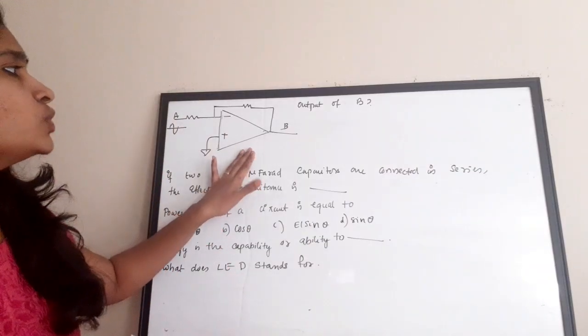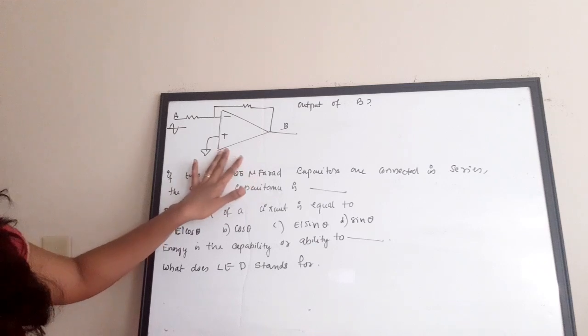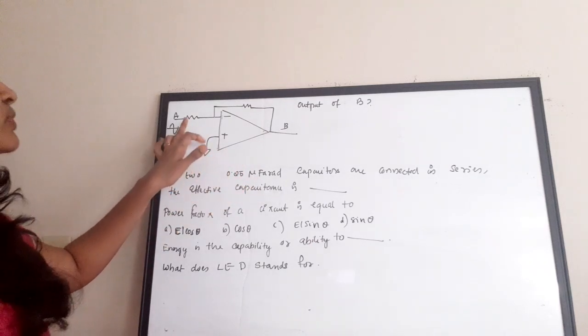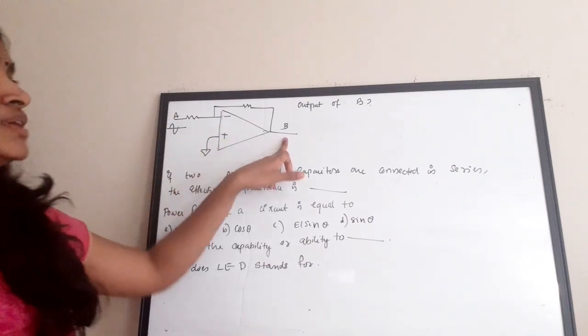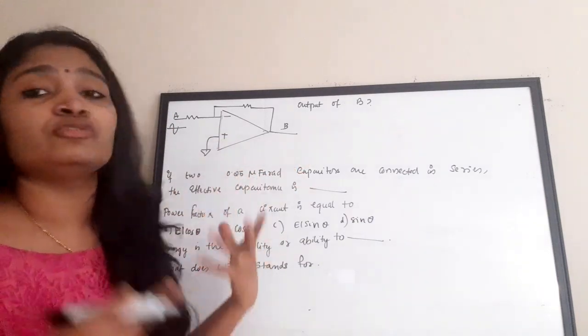Okay, next set of questions is this. You need to find the output of this circuit. This is nothing but an operational amplifier, and if you see, the input is connected, that is this terminal A is actually the input. Output is B. You need to find how the output waveform will look like.